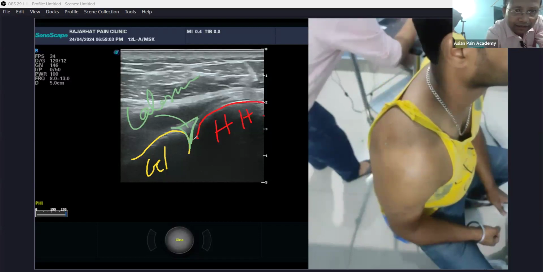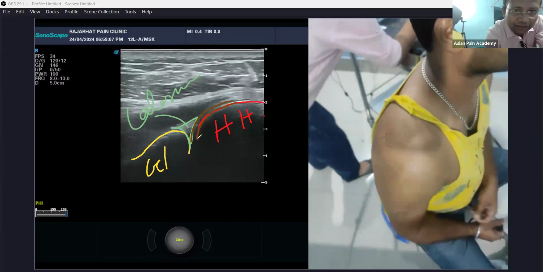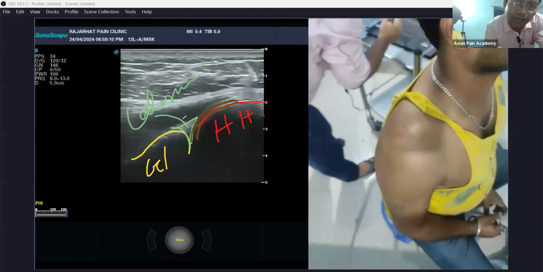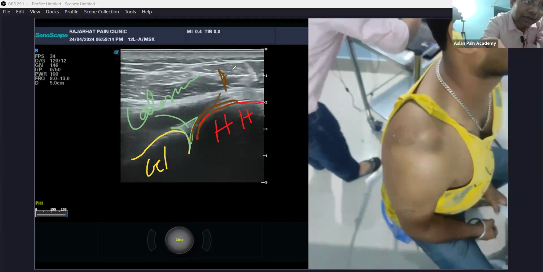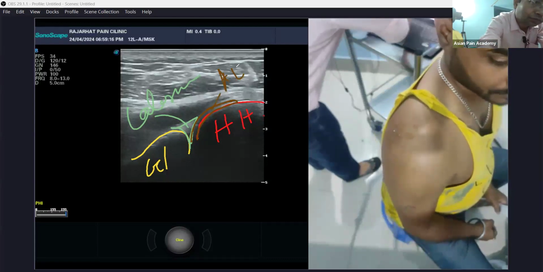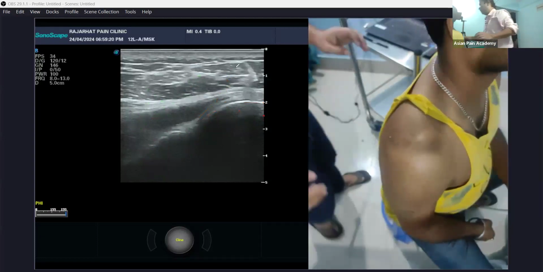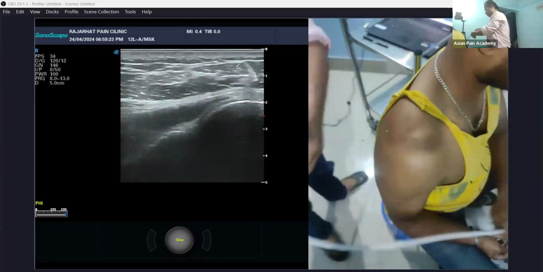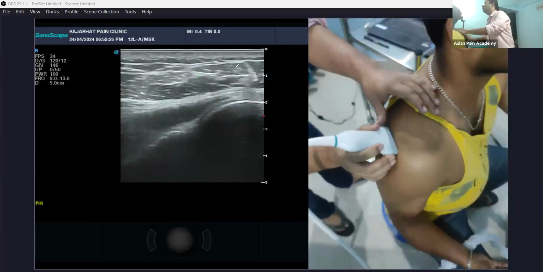And here there is a structure you can see. This is just black color you can see. This is nothing but the articular cartilage. Okay, this is the articular cartilage. Just see that we are seeing the joint from the posterior side also.